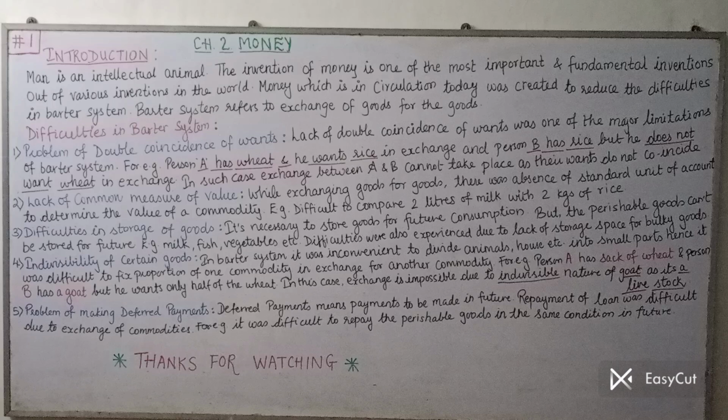Then we move to the last and the fifth difficulty which we are discussing. That was the problem of making deferred payments. Deferred payment means future payments, the payments to be made in future. So repayment of a loan was difficult due to exchange of commodities. For example, supposing we are going to repay in perishable goods, then it is not possible to pay the same perishable goods in the same condition in future, because perishable means the goods which get damaged, the goods which get destroyed. We cannot maintain them, we cannot keep them fresh as they are.